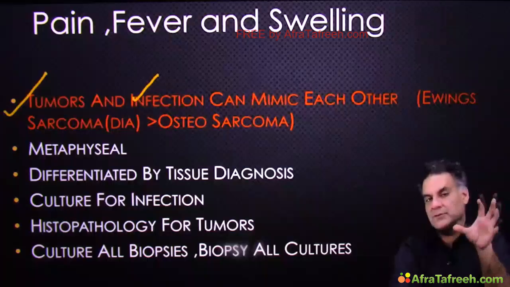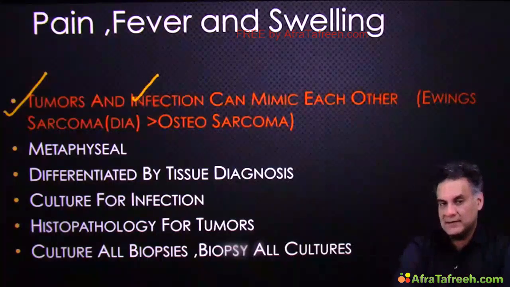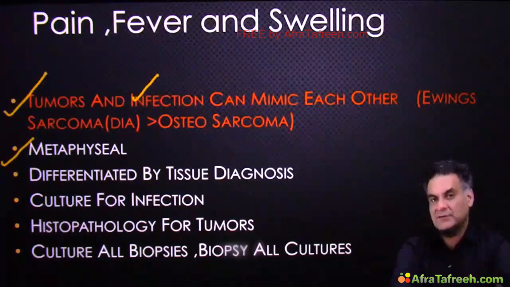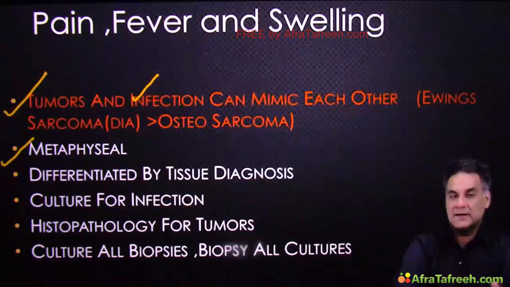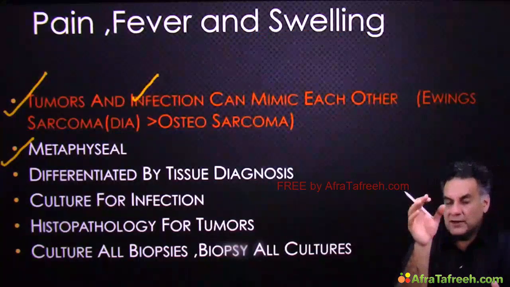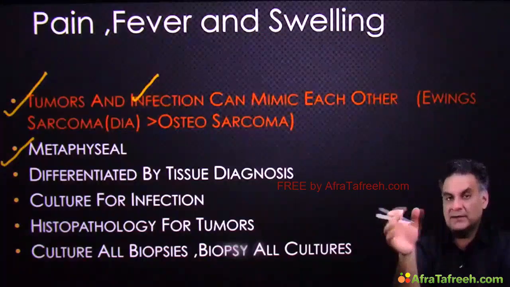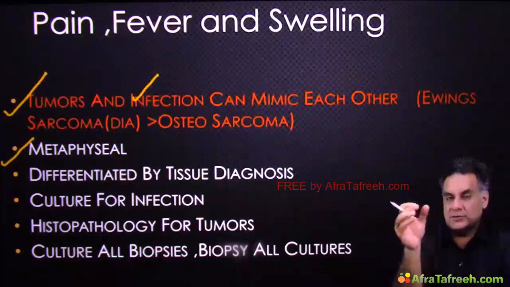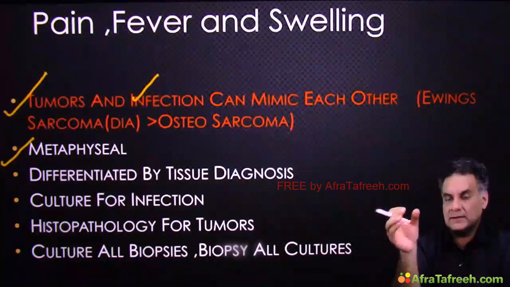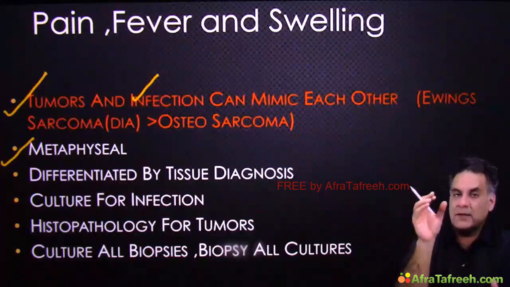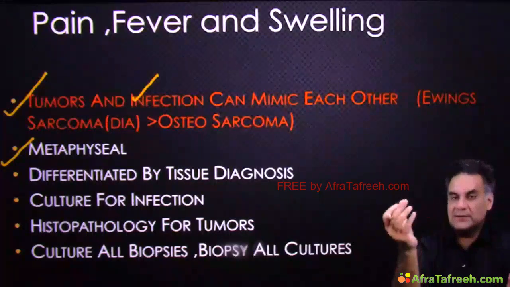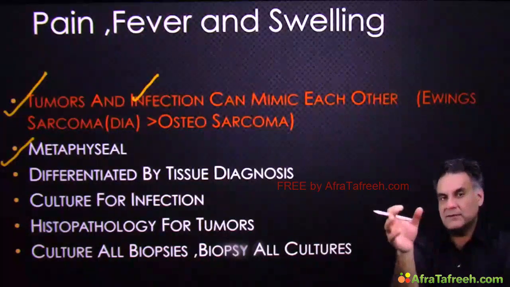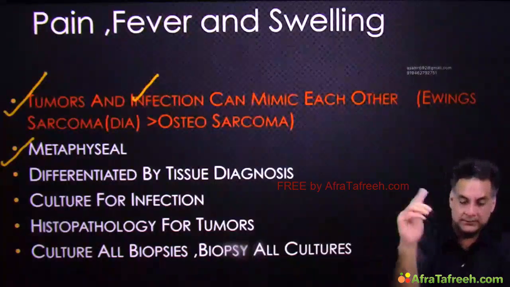You know, both tumor and infection can be seen in the metaphysis. It further confuses. Both can present with the same pain, fever, swelling. In fact, one tumor which is very common mimics osteomyelitis: Ewing's. Second, osteosarcoma. Ewing's and osteosarcoma, they mimic osteomyelitis. Both are malignant. In fact, Ewing's is diaphyseal, but overall, tumors are usually metaphyseal, like osteosarcoma.